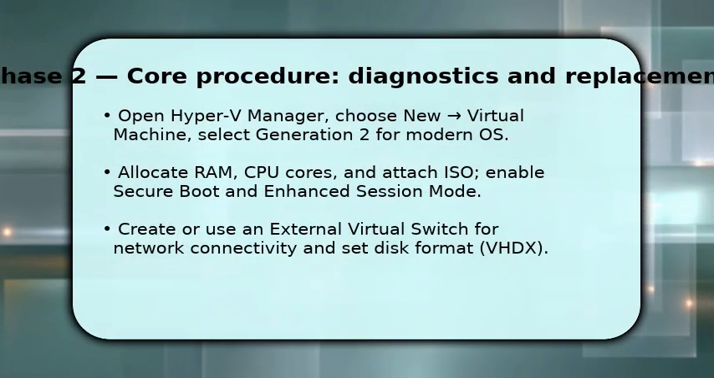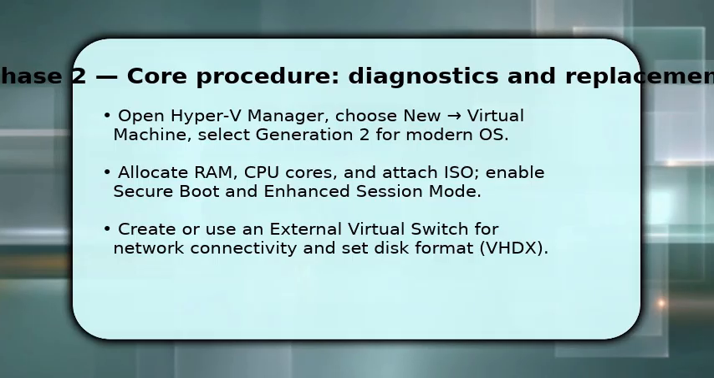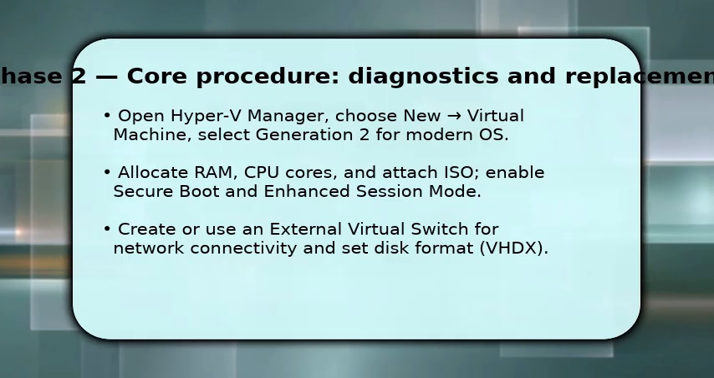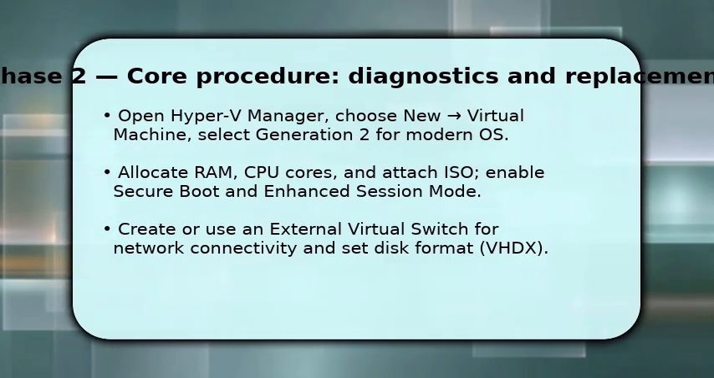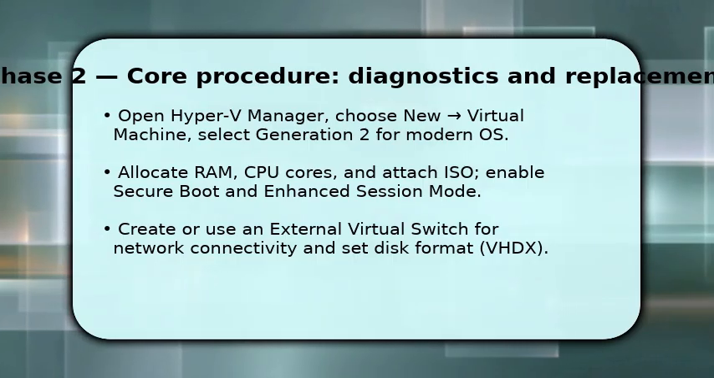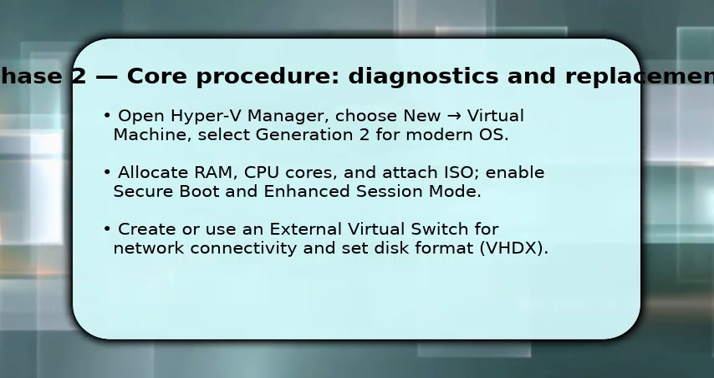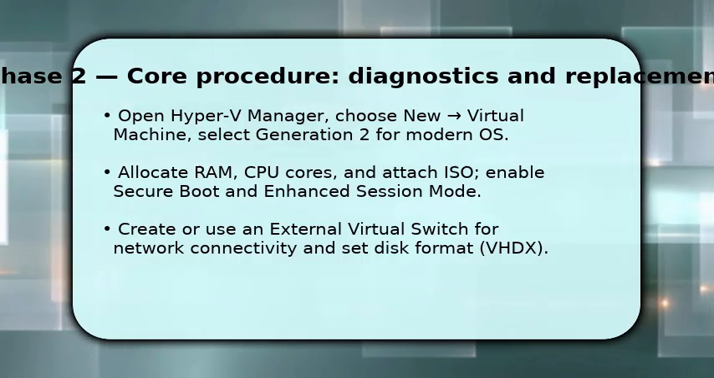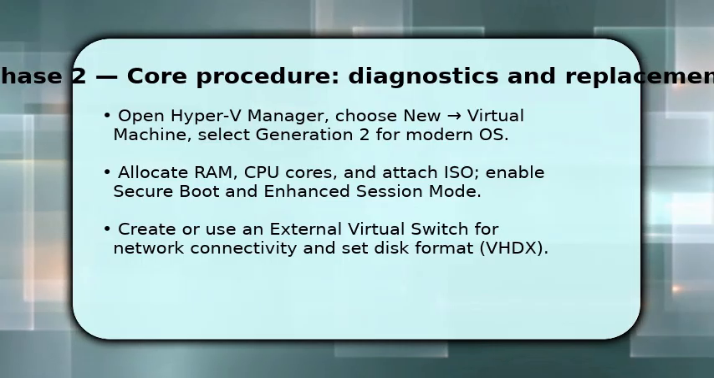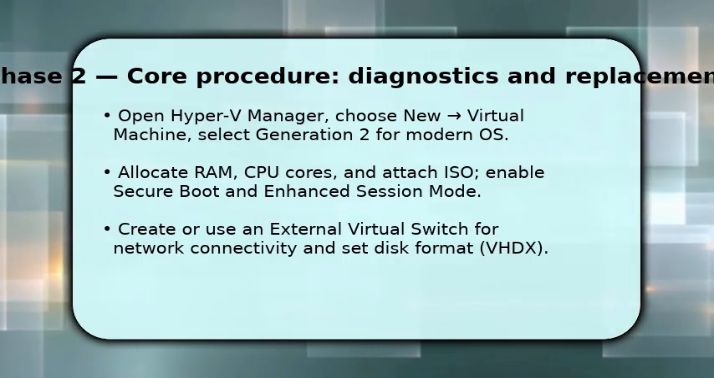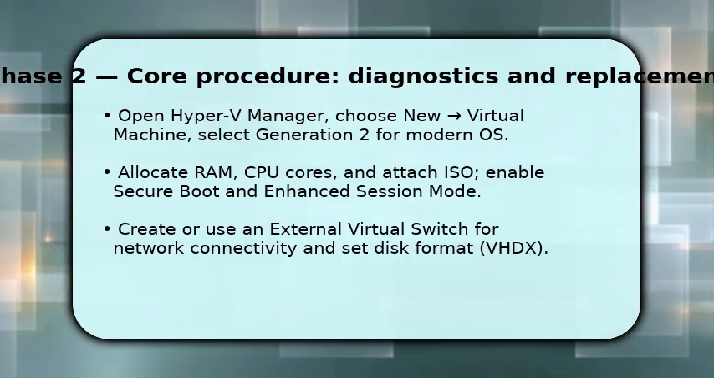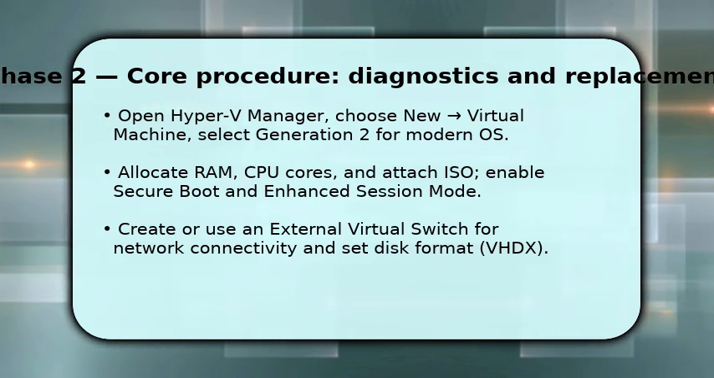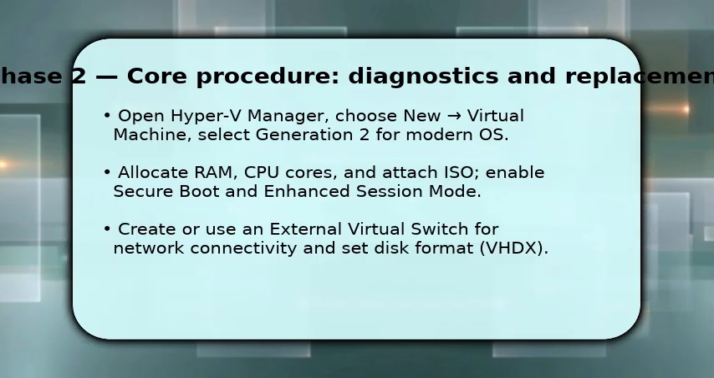You'll now build the virtual machine step by step. In Hyper-V Manager, create a new virtual machine and pick Generation 2 for Windows 11. This enables UEFI and Secure Boot. Allocate memory and virtual processors based on your host resources. For typical use, assign 4 GB and 2 cores, but scale as needed. Attach the ISO to the virtual DVD, choose a VHDX disk, and bind the VM to an external virtual switch so the guest has network access. Once configured, you're ready to start the installer.